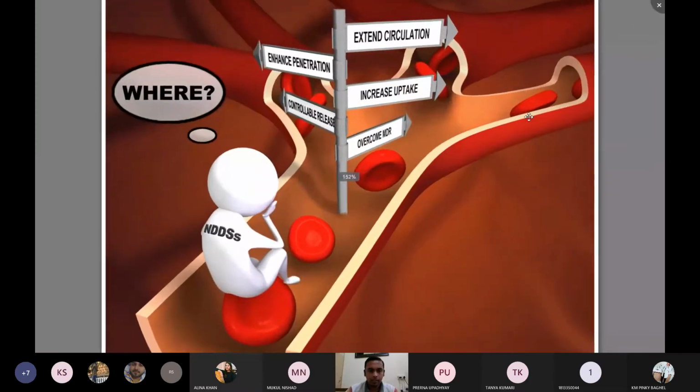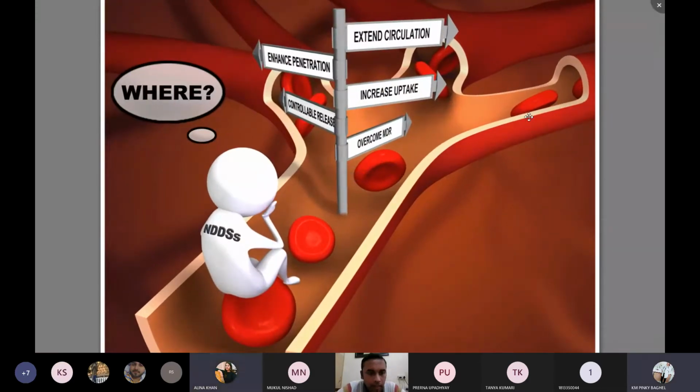Yeah, can you see this picture? Yes, sir. Okay, so the picture you are observing right now is a picture of our blood vessel.